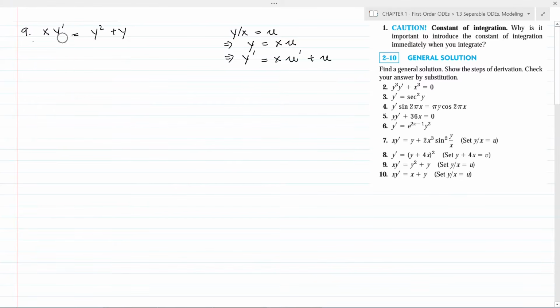This result we can use in the differential equation and we will get x times (x u dash plus u) is equal to y square plus y, but we know that y is equal to xu, which we have assumed. So this will be x square u square plus xu. We can simplify the left hand side and we will get x square u dash plus xu, and the right hand side will be x square u square plus xu.